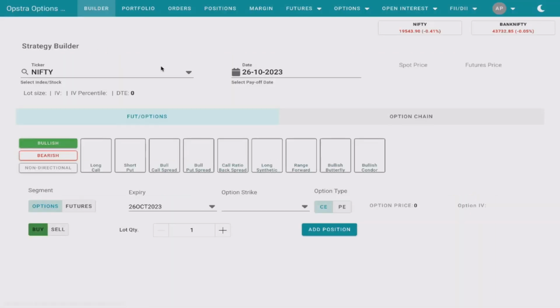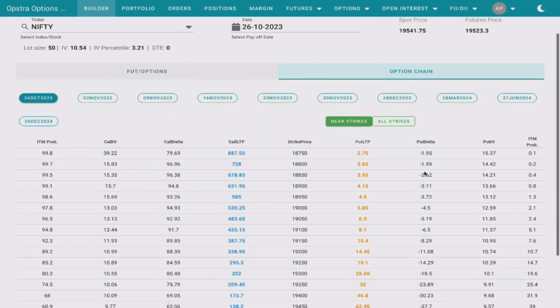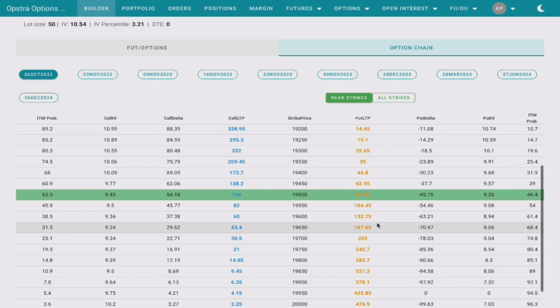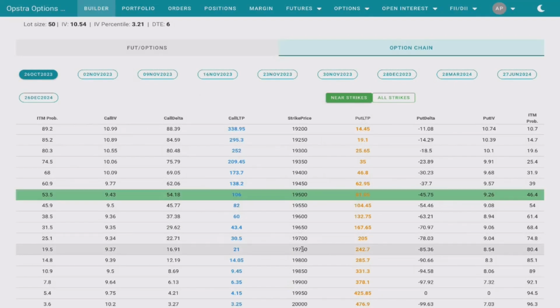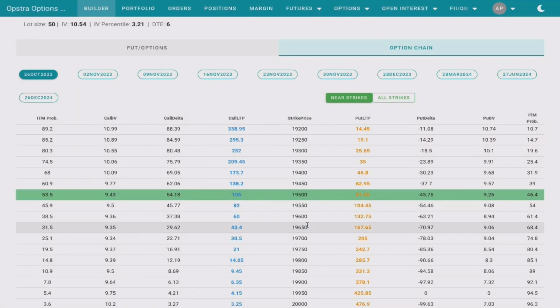So I jump into the strategy builder again, and for this I'm going to build a call strategy, a credit call strategy. Now don't worry if you don't understand the call spread itself, but just know that it's a combination of selling and buying two calls. So in this situation, we'll sell the 19,650 call, and at the same time, to create that hedge for ourselves, we will buy the 19,750 call.